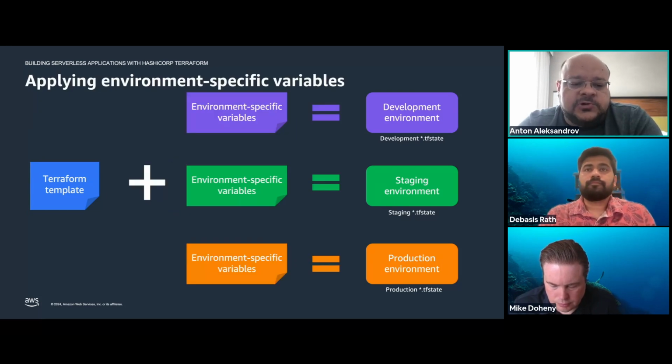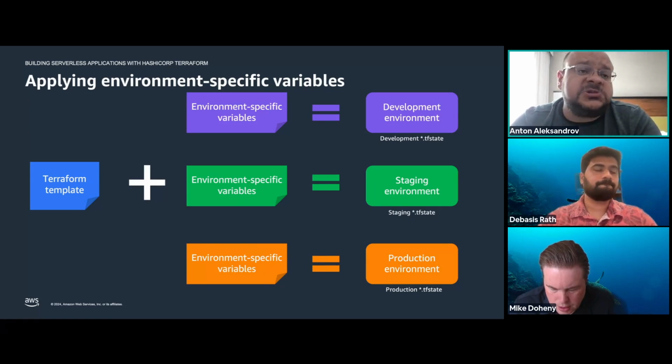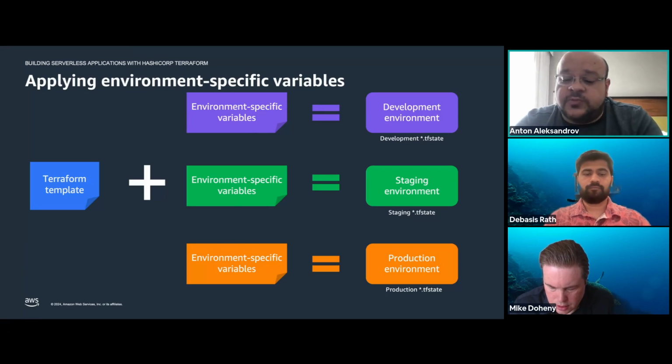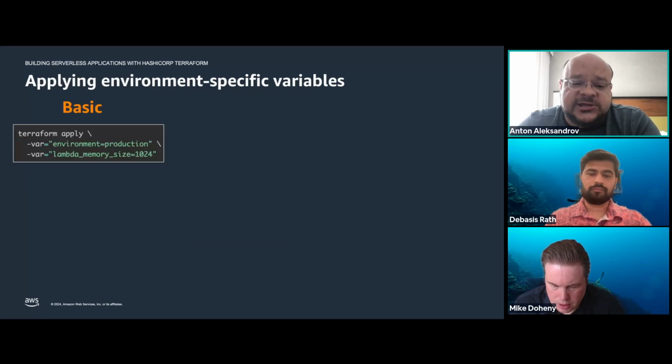So you want to have an approach where you have that template and environment-specific variables, right? In development, you might want to allocate a little bit less memory to your function, or have not the most expensive database instance, because it's development. Staging is more realistic. Production, it's production. But you want to reuse that template.